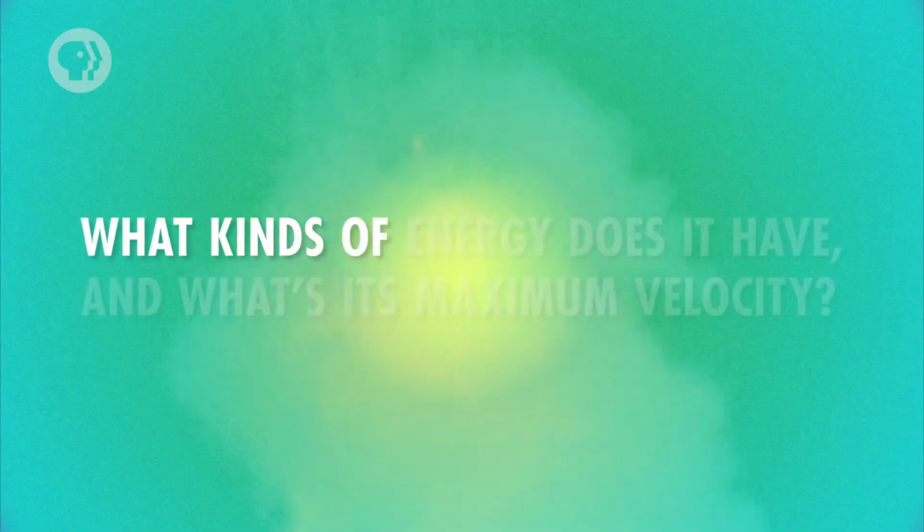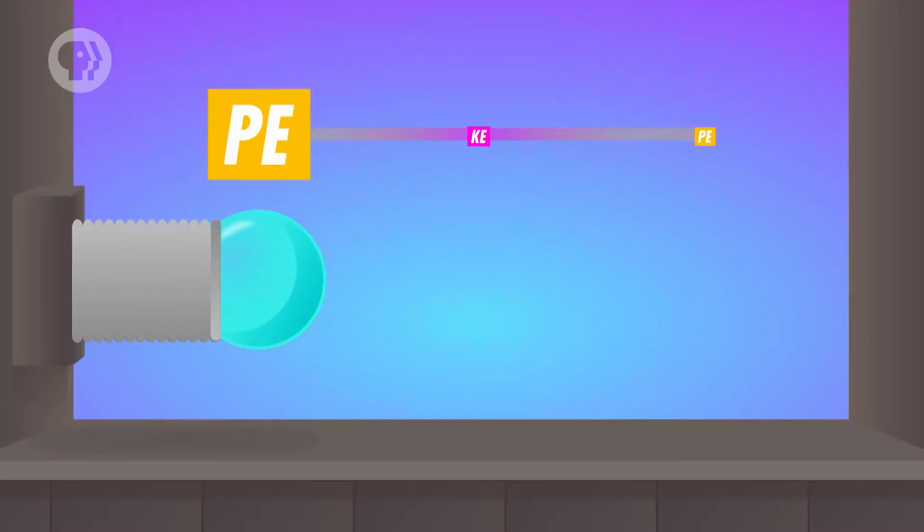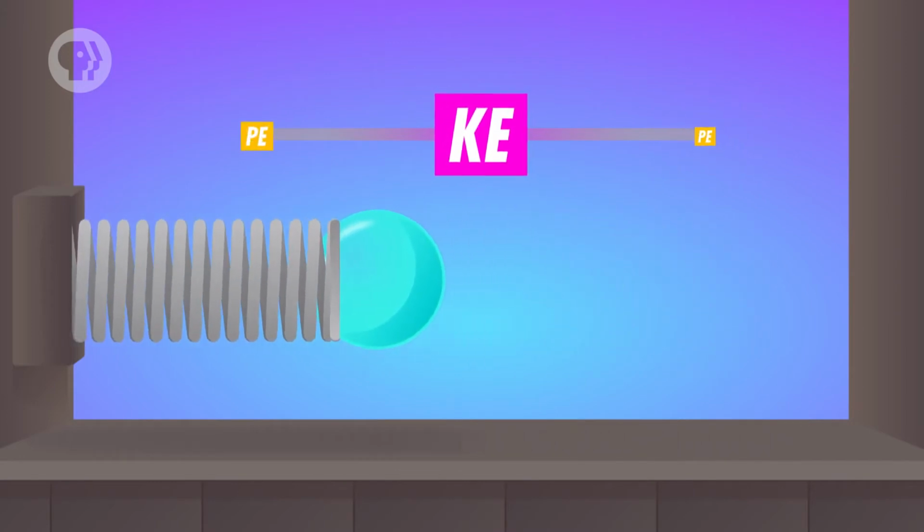Now, we want to know two things about this oscillating ball. What kinds of energy does it have? And what's its maximum velocity? To better understand what's happening to the ball, let's start with its energy. As the ball compresses and stretches the spring, both kinetic energy and potential energy come into play.